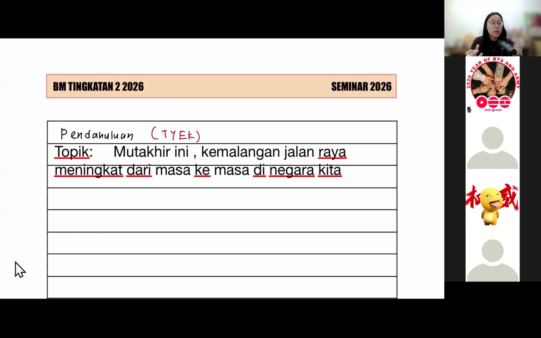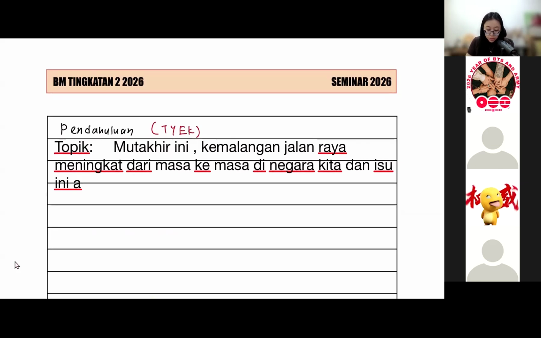you can say this issue becomes a hot topic. How about case kemalangan meningkat? Can, but then you need to mention specifically Jalan Raya because your question says Jalan Raya. Okay, so accidents keep on increasing from time to time in our country. Dan isu ini, this issue, sering menjadi, is always a hot topic. We can say buah mulut or isu hangat also can. Isu hangat is also hot topic. Okay, menjadi buah mulut dalam kalangan masyarakat.